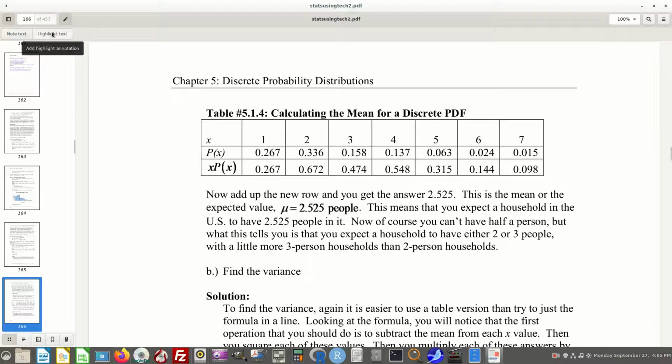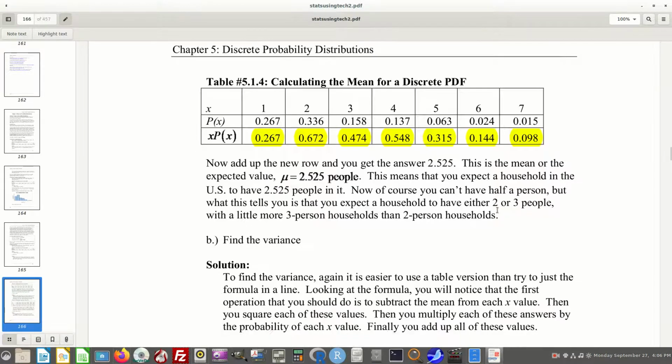Now to find mu, we simply add up that bottom row. So we take all those values and add it up. That gives us our mean, 2.525 people per household in the United States, approximately in 2010.